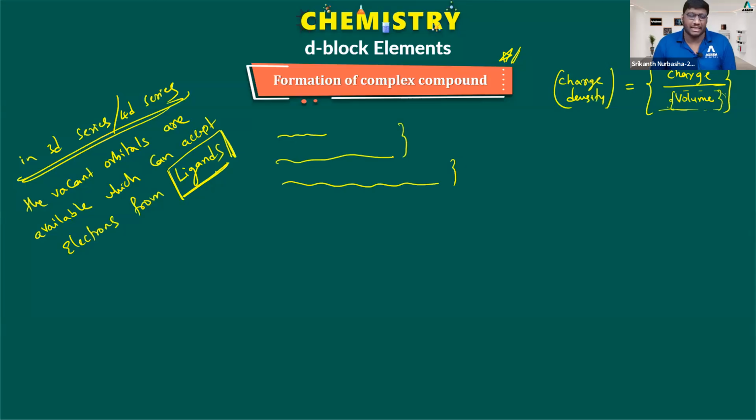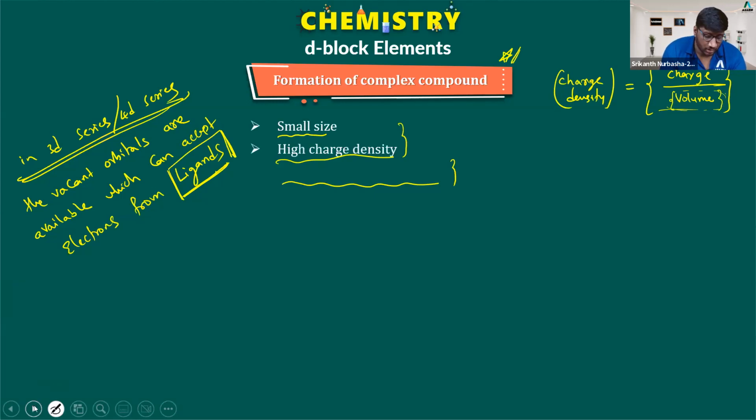So, without wasting any time, we'll start with the discussion. Last class, we have seen different exceptional cases and how alloys are formed, what the exceptions in electronic configurations are, and all other things we have studied. Today, we are continuing with our discussion. The last topic in the last class was formation of complex compounds.